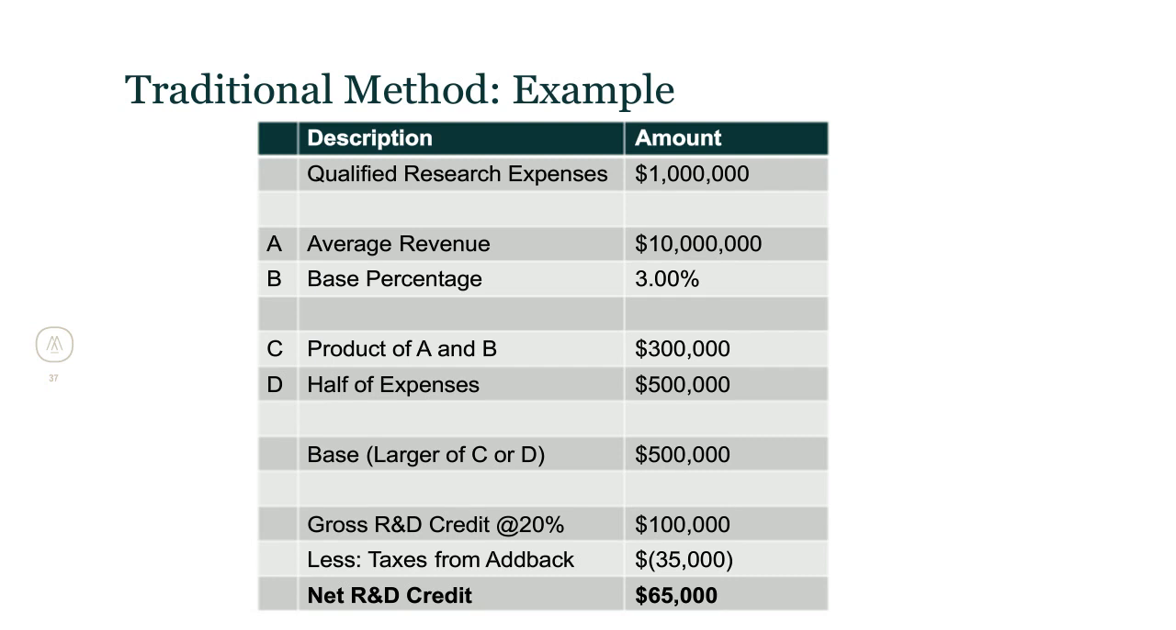And then this next line here is taxes from the add back. So when we calculate a credit, in this case, we would have to add $100,000 back into income, and we do that by just reducing the deduction for 174 research expenses. The add back results in $35,000 in extra tax. So really the net R&D benefit here is going to be $65,000.